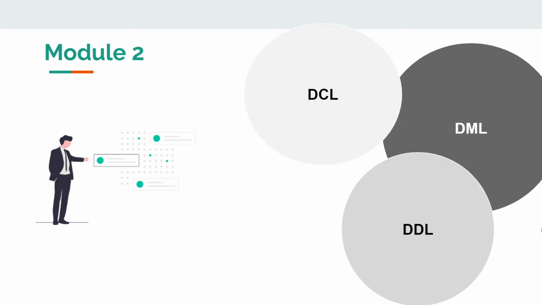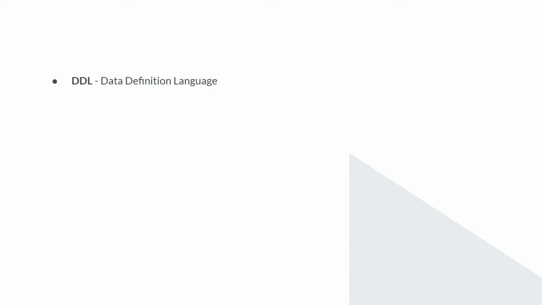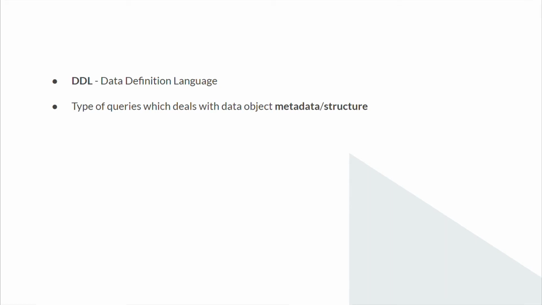DDL stands for Data Definition Language. These are the SQL statements that create or modify objects' metadata. We know that metadata is structure information. There are four widely used statements, which are create, drop, alter, and truncate.